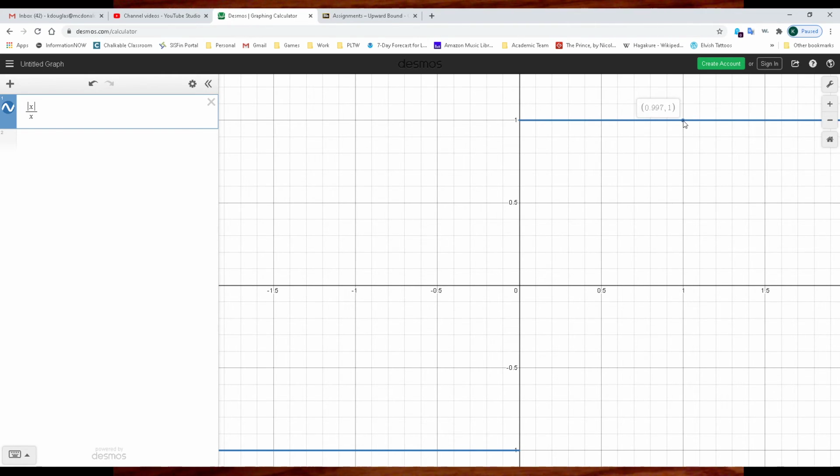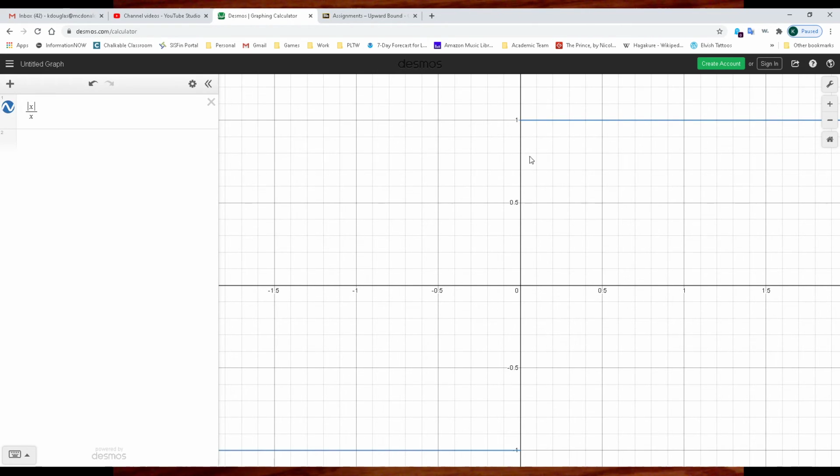At positive 1, I'm at 1. At positive 1/10th, I'm at 1. At positive 1/100th, I'm at 1. But when I get to 0, it's undefined. So from the left, I should get negative 1. From the right, I should get positive 1. Yet when I get there, they don't line up. And we'd say this limit does not exist.